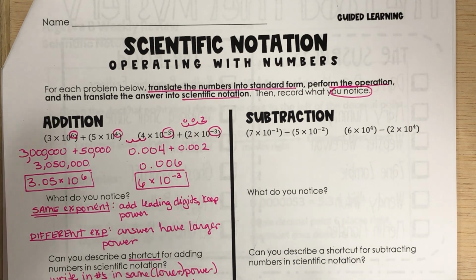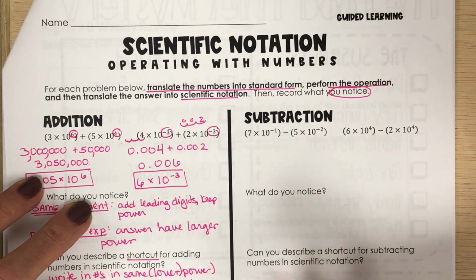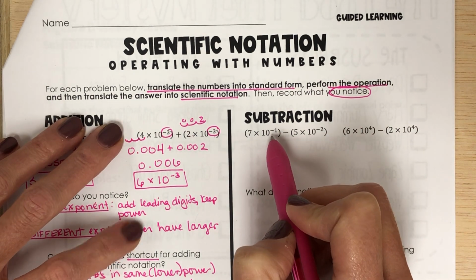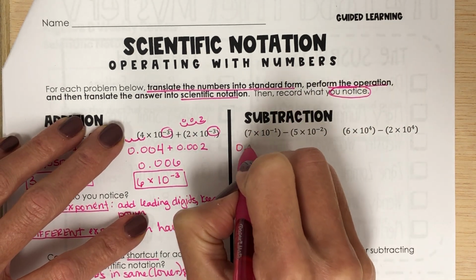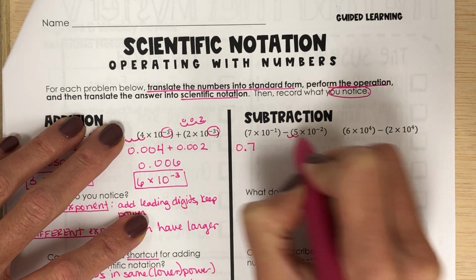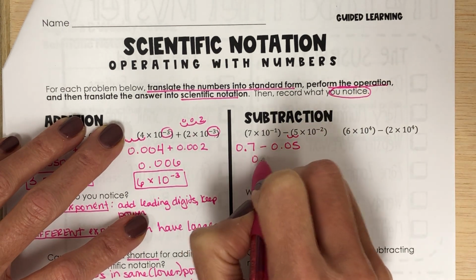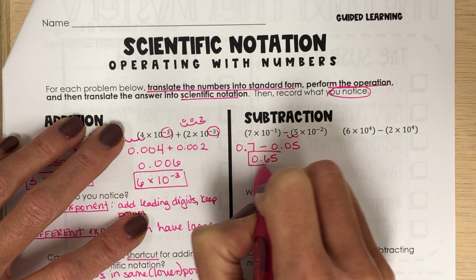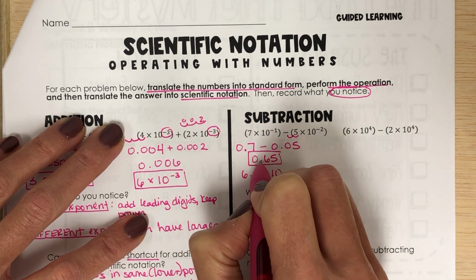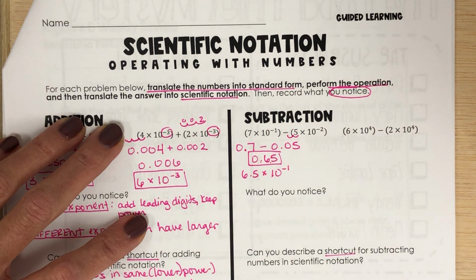Let's go ahead and do subtraction. Let's convert these to standard form, and then we'll subtract and see if we can notice anything and see if we can come up with a similar shortcut. All right, so 7 times 10 to the negative first is 0.7. 5 times 10 to the negative 2, I'm going to move that over 2 places, and that's 0.05. And that answer is 0.65. Which becomes 6.5 times 10 to the, I'm going to move my decimal place over this way. I had to move over 1 spot.